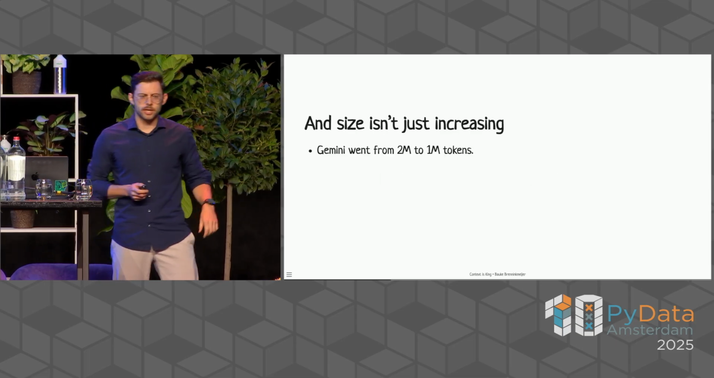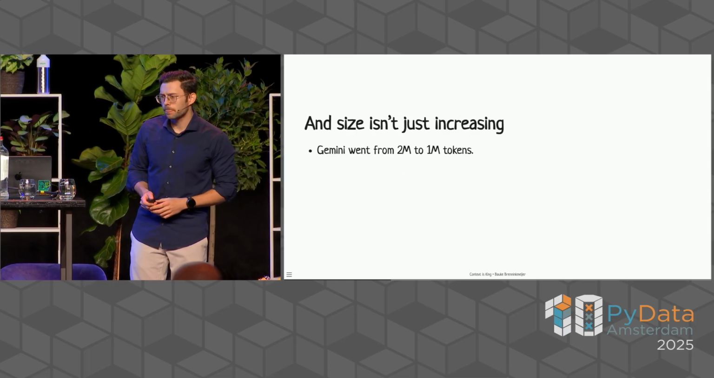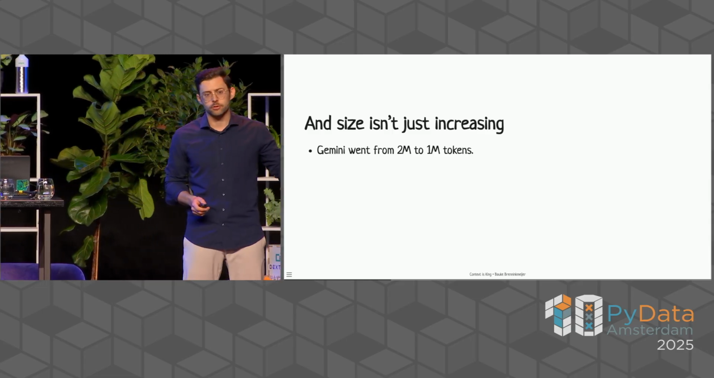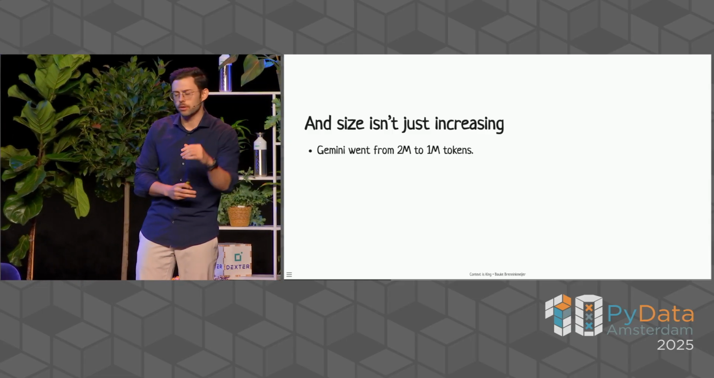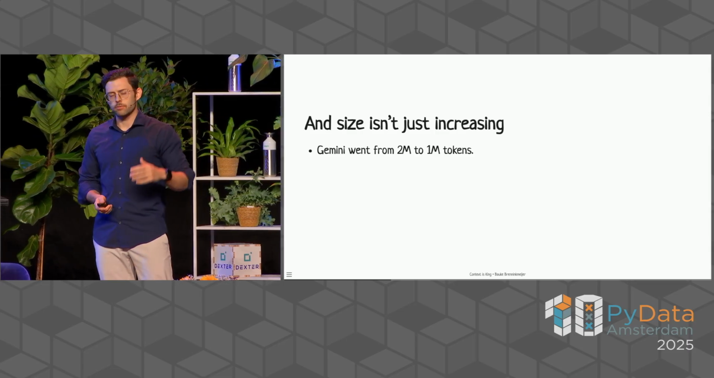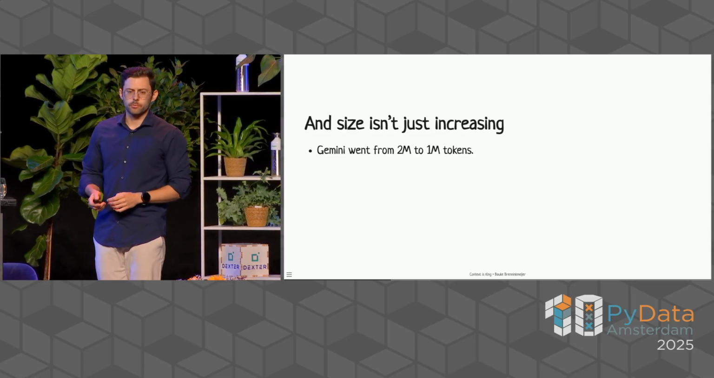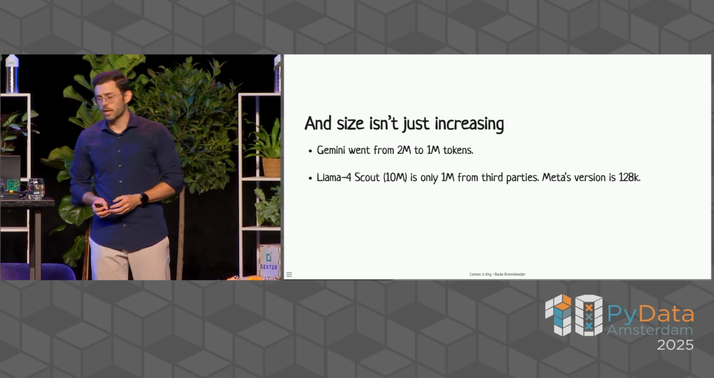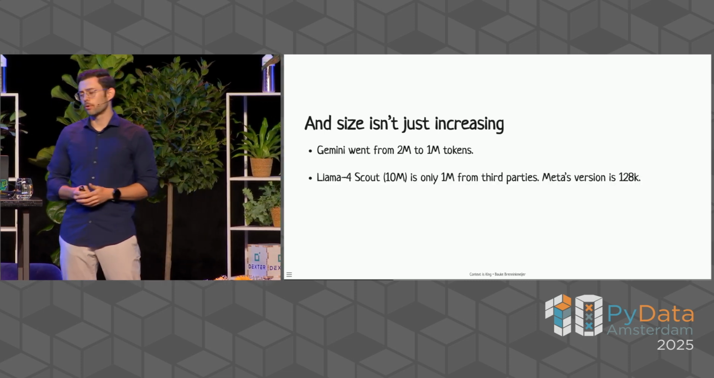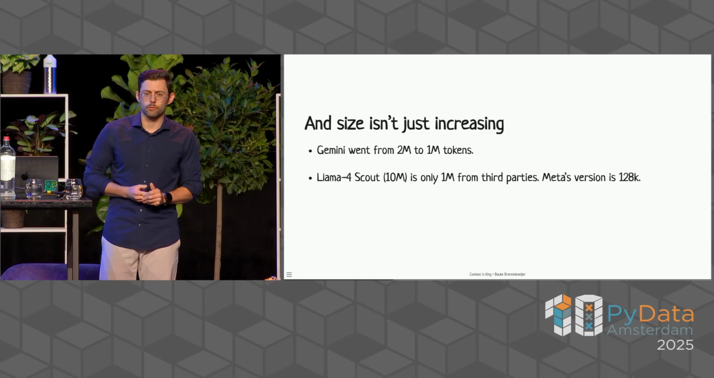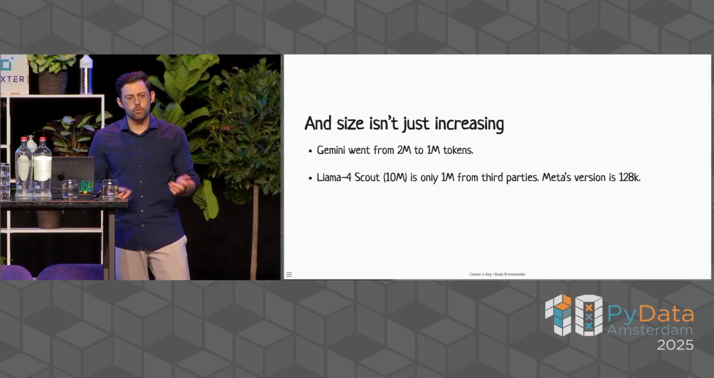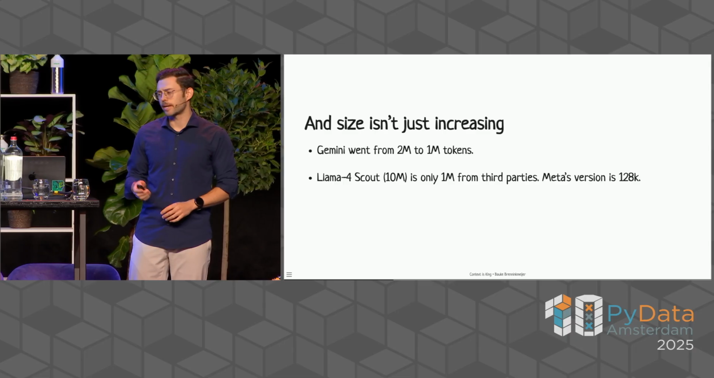And on top of that, context size isn't just increasing. Many models are increasing their sizes, and in general over the whole trend they are, but Gemini went from 2 million to 1 million tokens for their largest model. Llama 4 Scout, which is a 10 million model, is only available at 1 million, and only from third parties. So Meta's own version is only doing 128K.